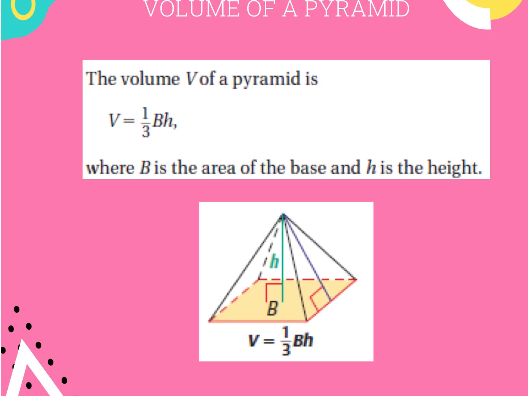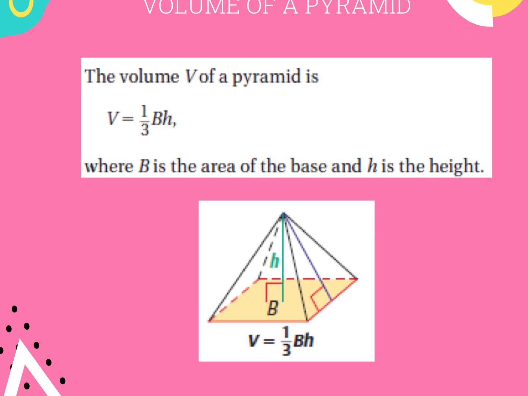So you can either choose to do 1/3 of the base times height, or you can also do the area of the base times how tall it is, and then divide that product by 3. Either way. But the main thing to remember here is the capital B is the area of the base. So we'll have to calculate it first. So if this base of this pyramid here was a square, we would find the area of the square and then multiply it by how tall the pyramid is and then divide by 3. And the next slide has an example of a square pyramid.